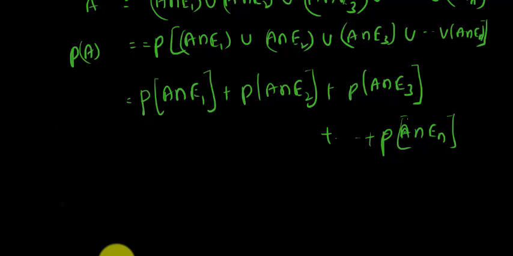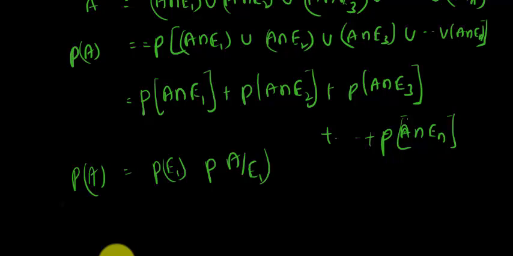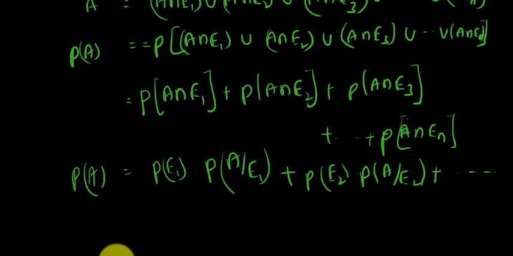Okay, alright, fine. So can I now write probability of A to be equal to probability of E1 into probability of A given that E1 has occurred, plus probability of E2 into probability of A given that E2 has occurred, plus it goes on like that, and then I have probability of En into probability of A given that En has occurred. Now that is my total probability. That's all it means, nothing else.